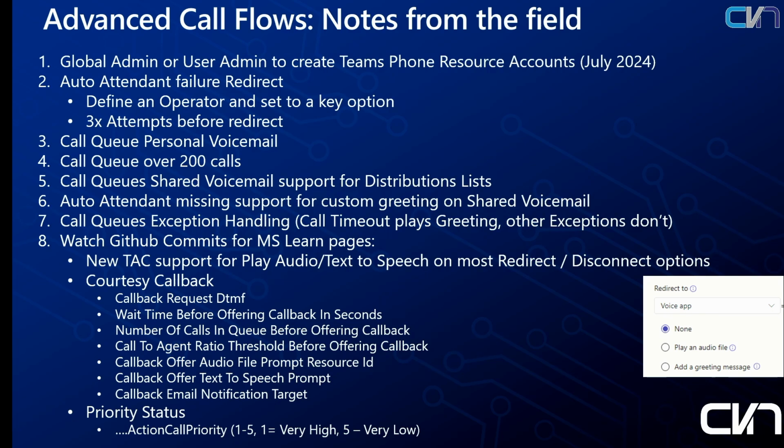And then the last one is there's a priority status that's also shown on the PowerShell cmdlet. So as you start cascading call queues, you could set, hey, if you went through this queue, maybe prioritize this over calls that are in this other queue. So interesting things to watch based on the documentation.